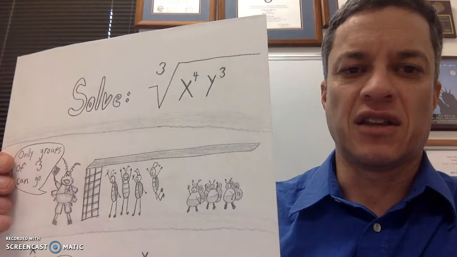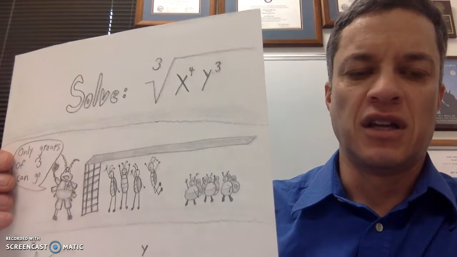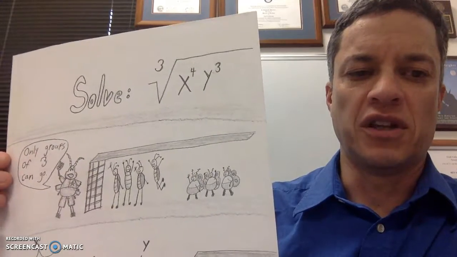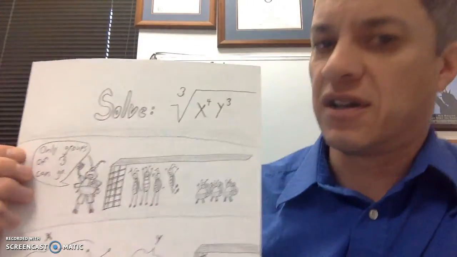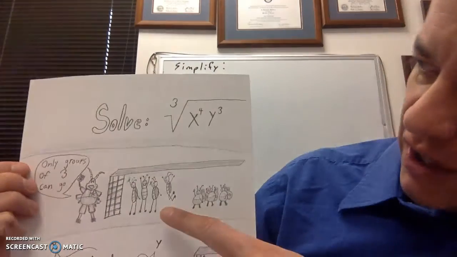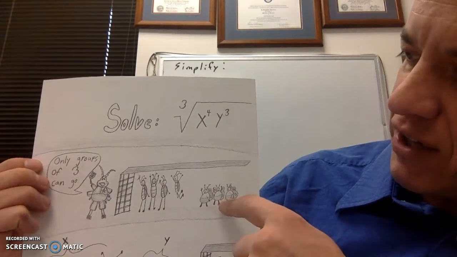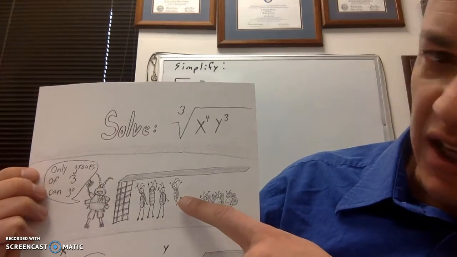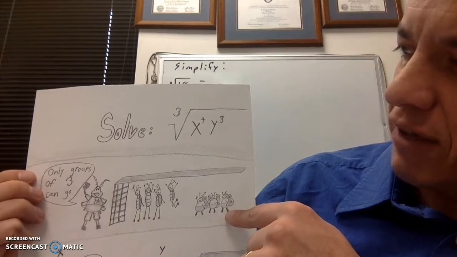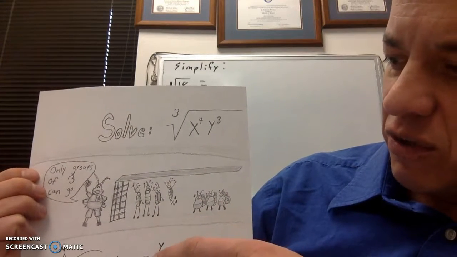We're taking a look at the cubed root of x to the fourth times y cubed. And so he drew these little bugs and said, only groups of 3 can go. So this prison warden is actually the cube root guy. As you can see, I've got 4 little bugs here and then 3 little butterflies here. The bugs represent the x's, the butterflies represent the y's. So only groups of 3 can come out.